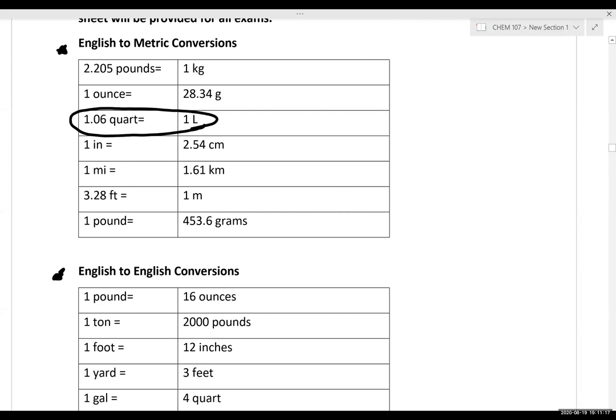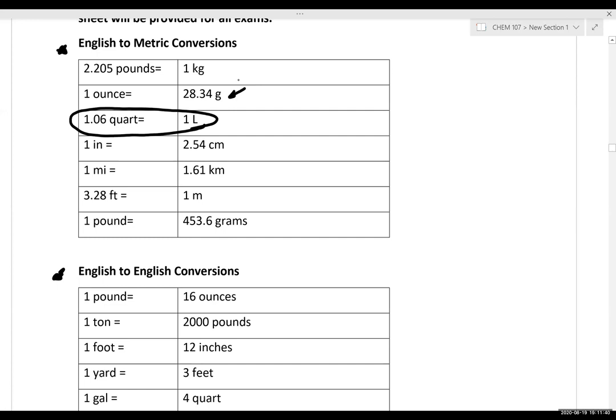So does anyone see any conversion factors that relate pounds and grams or milligrams? Does anyone see any conversion factors in our table that relate pounds and grams? The ounces to grams? Yeah, that's one of them. Are there any other conversions?